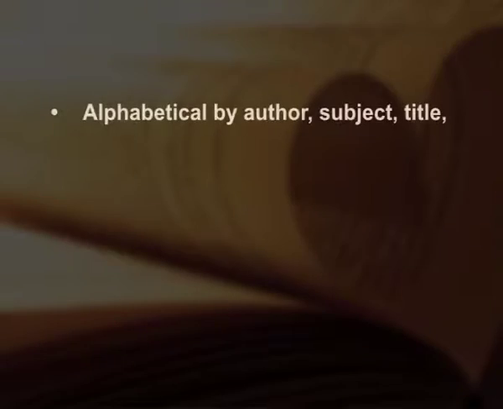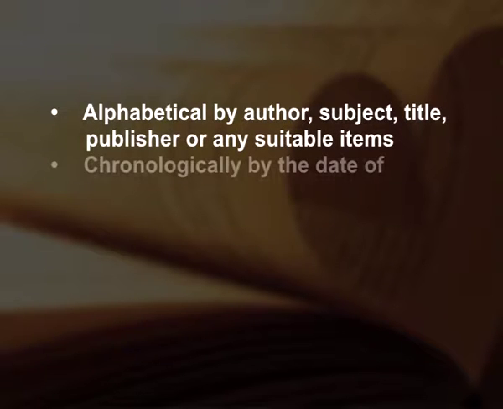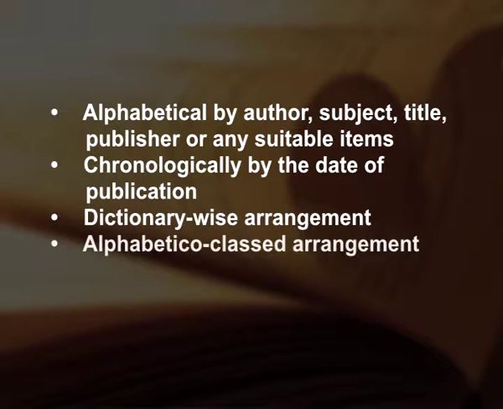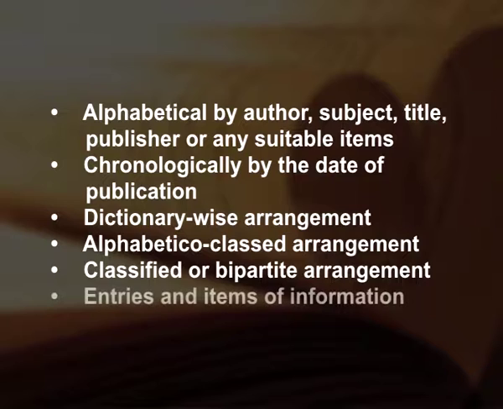Arrangement. Users should approach a reference work by subject, author, title, or any other suitable items. The entries should be arranged in a good order so that the information is located easily and quickly. In this regard, there are a number of possibilities to arrange reference works. They are alphabetical by author, subject, title, publisher, or any suitable items, chronologically by the date of publication, dictionary-wise arrangement, alphabetico-classed arrangement, classified or bipartite arrangement.